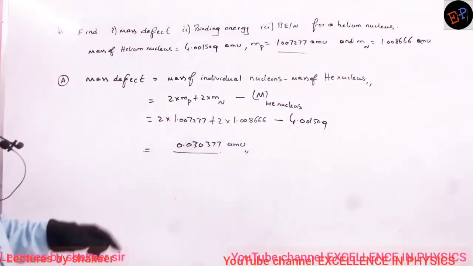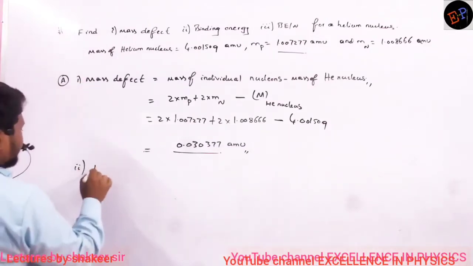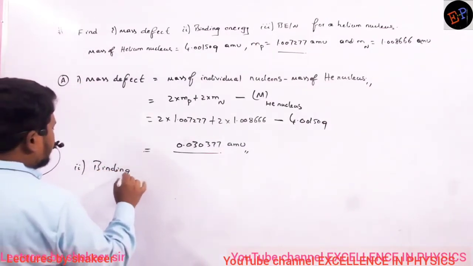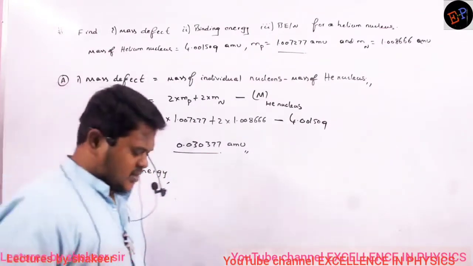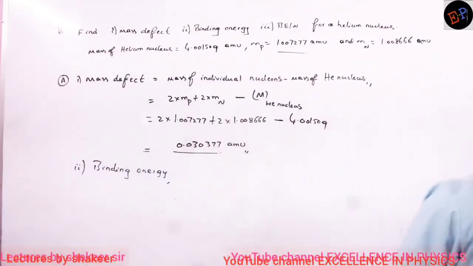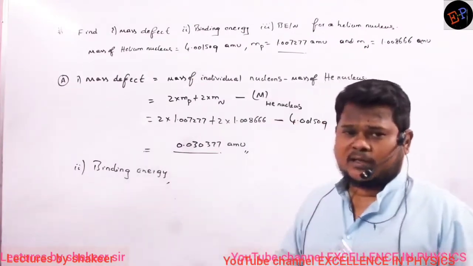So then what he is asking, the second one, is binding energy. Now how can I calculate binding energy? Anybody? Come on, the mass defect I have calculated, the amount of mass which has disappeared. Now how can I calculate binding energy?